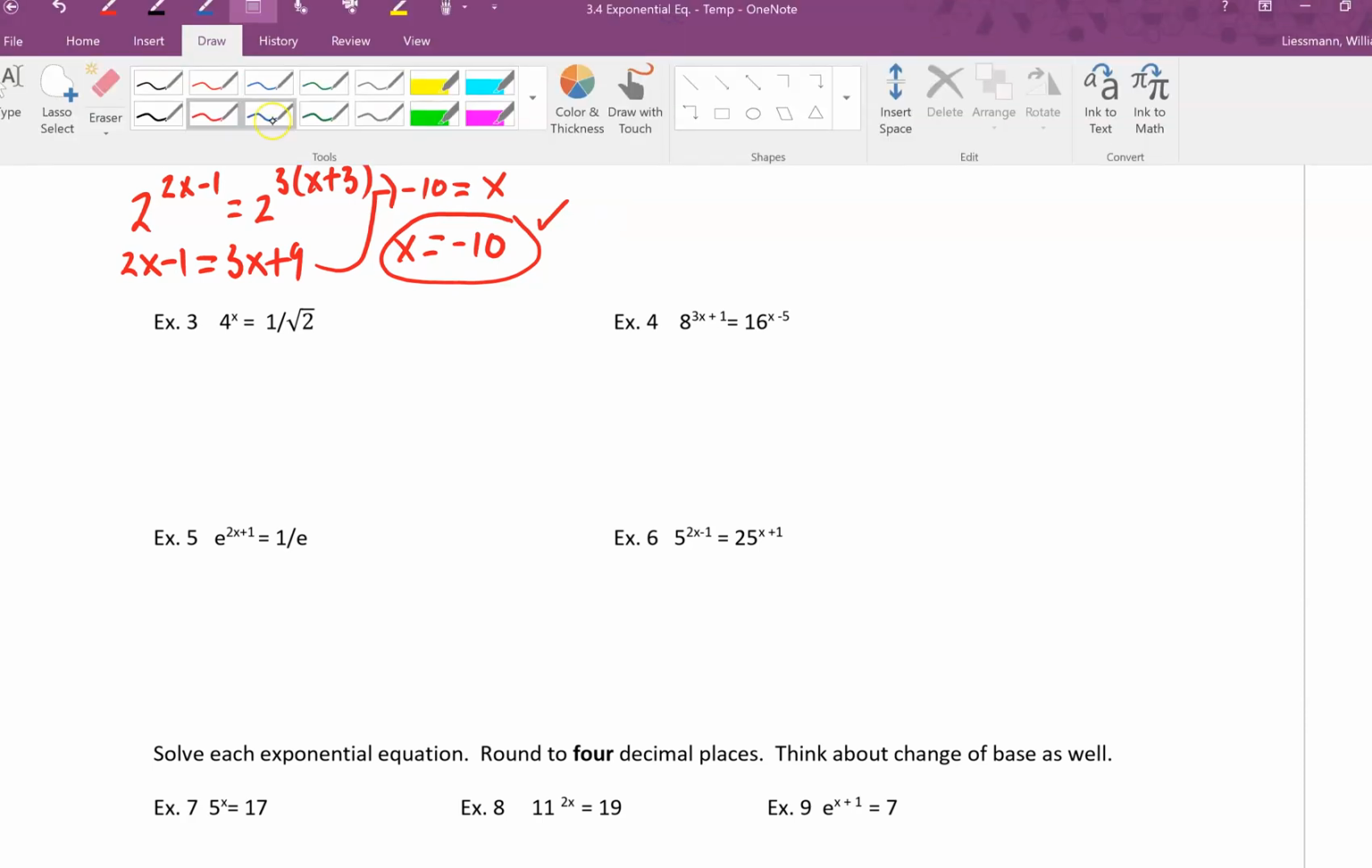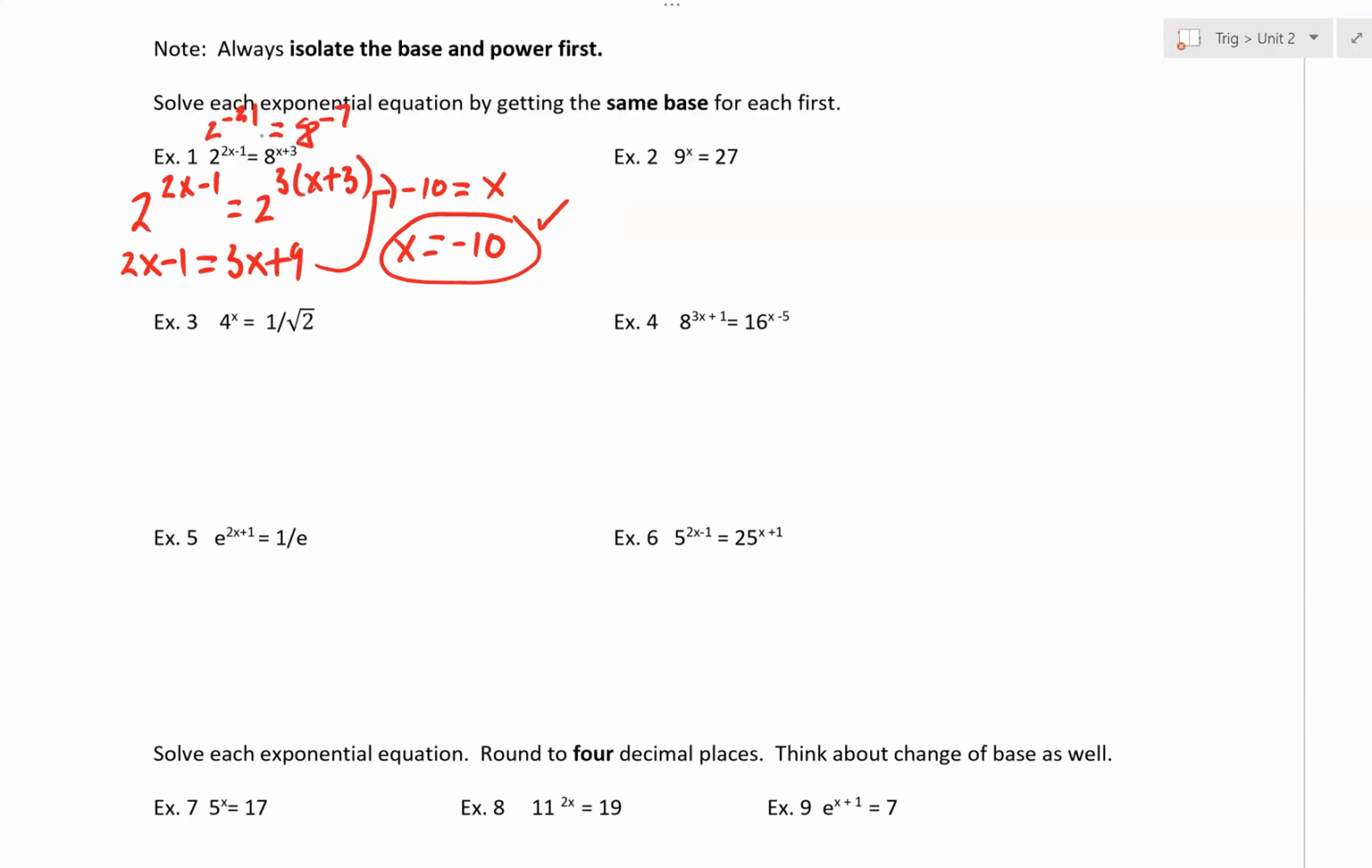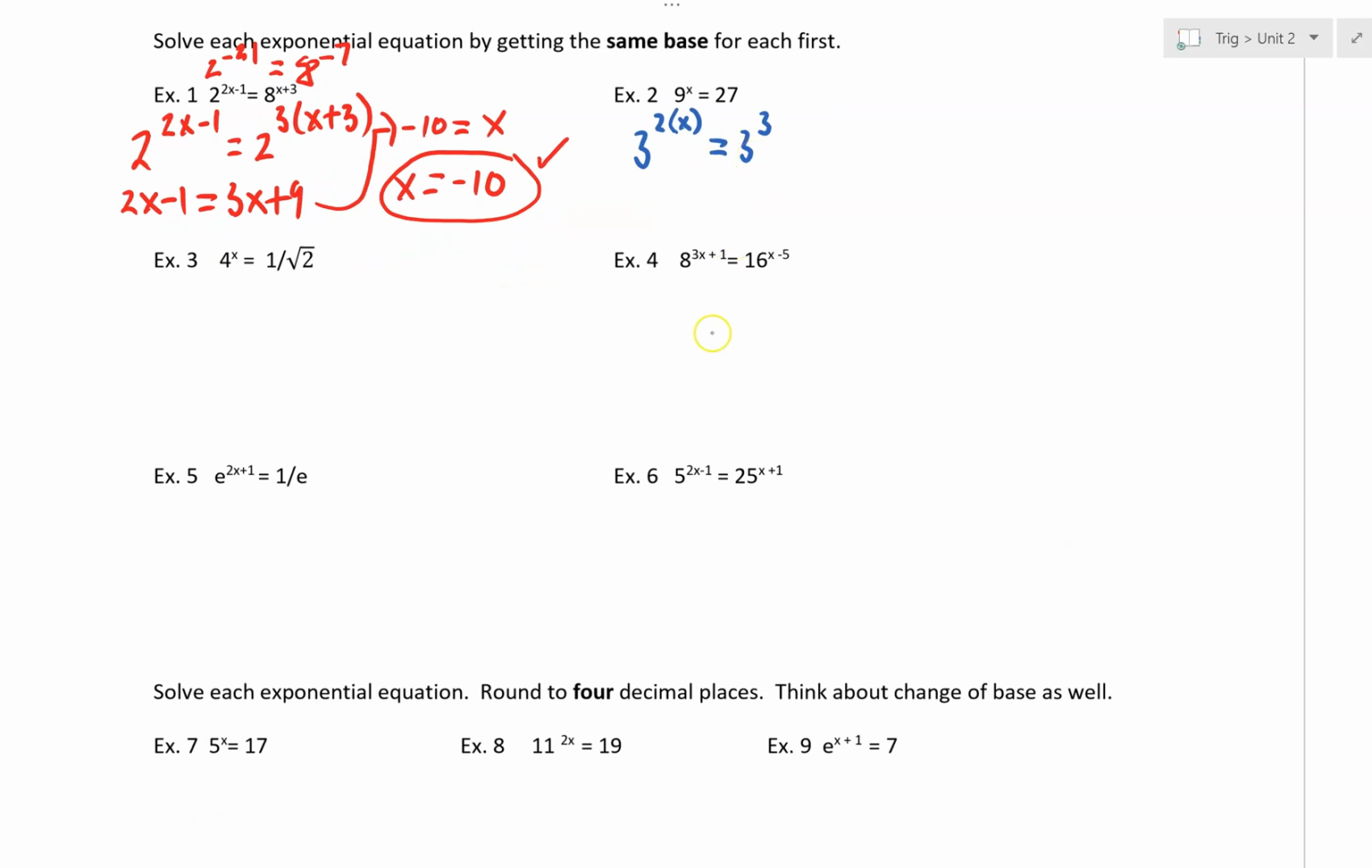Let's look at the next one. 9 to the x is equal to 27. Well, both 9 and 27 have 3's in them. So when you're looking at one like this, that's how you kind of want to start. 3 squared is going to give you 9, and 3 cubed is going to give you 27, as far as an exponent is concerned.